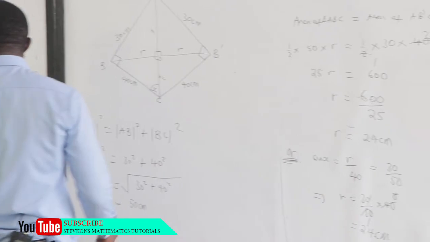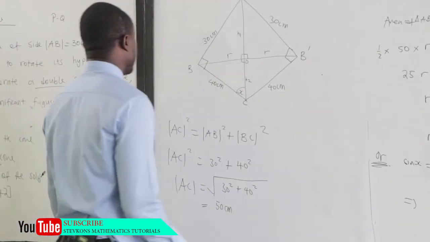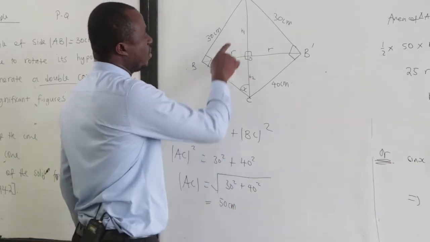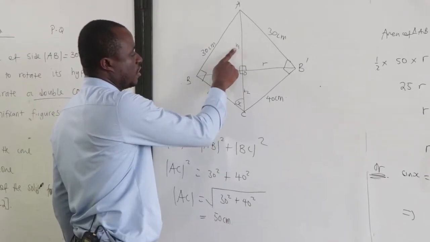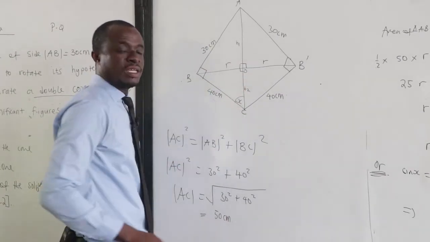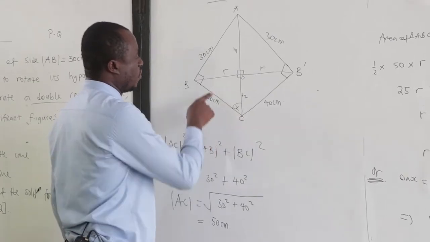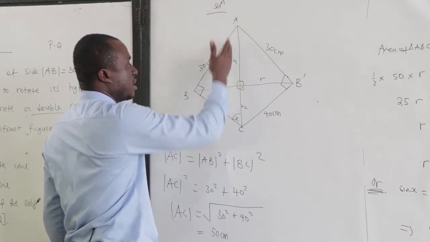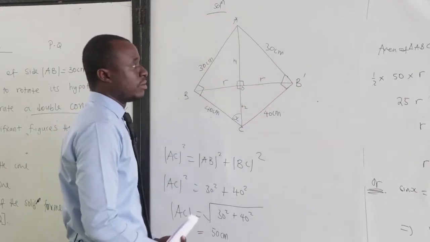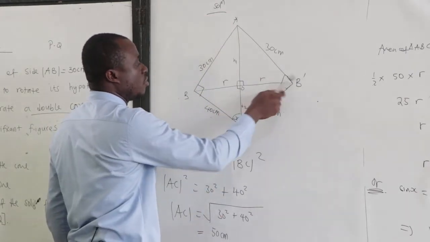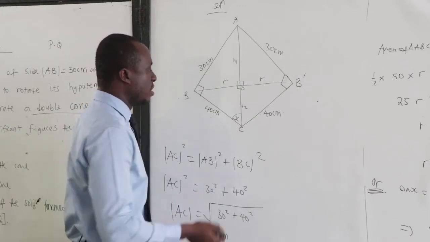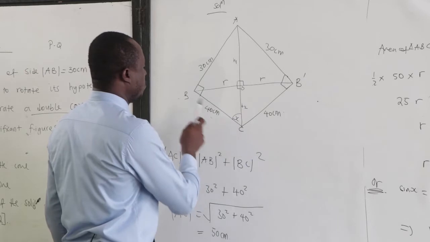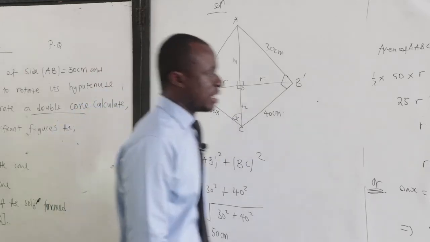Now, the first one says we should find the radius. The second one says we should find the height of each cone. So clearly we can find H1, and then we can also find H2. Now with this, we know R to be 24. So we can consider this right angle triangle, that is AOB1, to find our H1. And then the second one we can consider, that is OCB, also to find the second one.